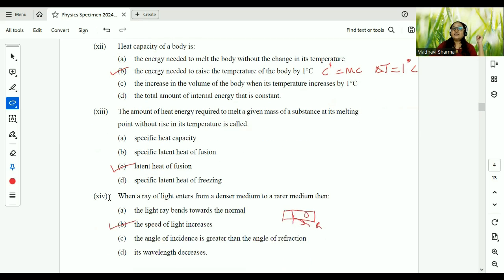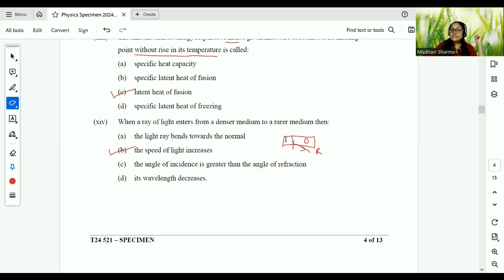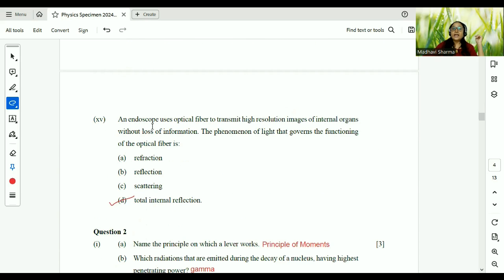The amount of heat energy required to melt a given mass of substance at its melting point without rise in temperature is, of course, fusion. When a ray of light enters from a denser to a rarer medium, then the speed of light increases. Very easy. Endoscope uses optical fiber to transmit high resolution images, that is without any loss. The phenomenon of light that governs the functioning is, of course, total internal reflection.